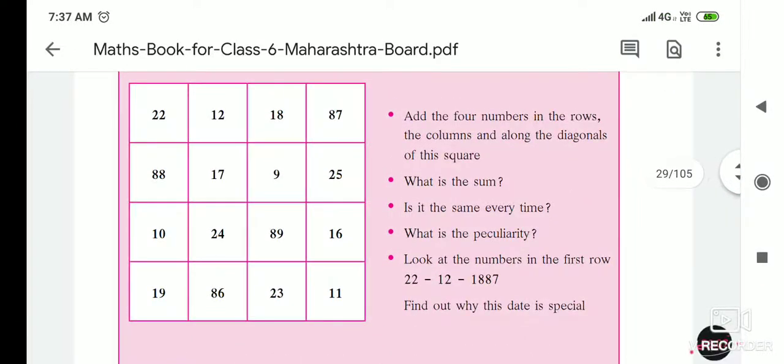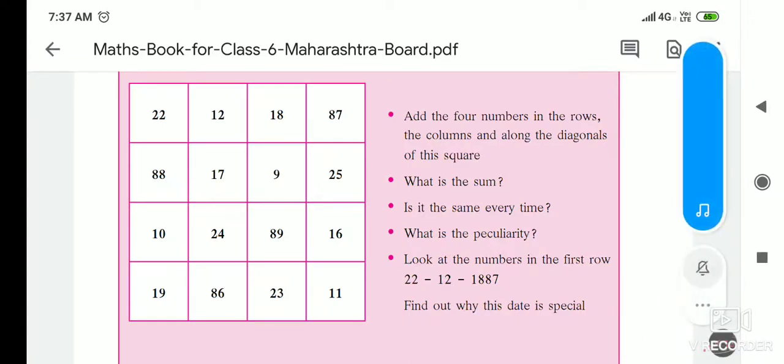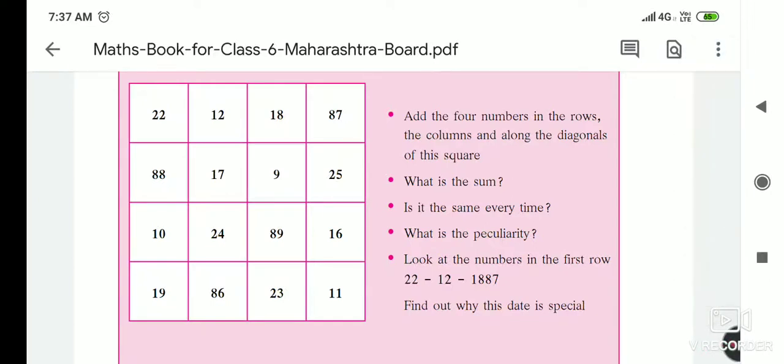Would you like to make such a magic square of your birth date? Are you interested? Yes. So we will see how to make the magic square of your own birth date.